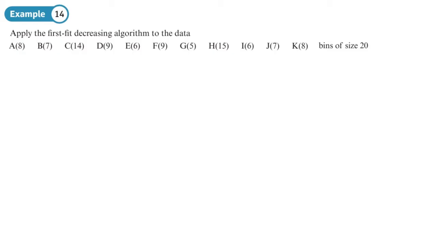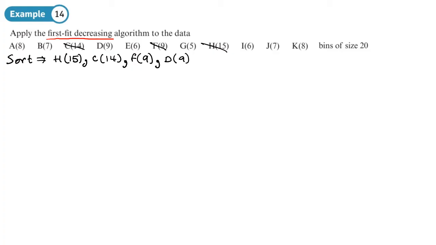So you'll notice this is the same data that we used in the previous example, but we're going to be using the first fit decreasing algorithm on the data. So the first thing that we need to do is to sort the data into descending order, starting with the largest item first. So that's going to be H, which is the 15, then C, which is 14. What comes next? I can see I've got F is 9, and so is D. That's also 9. The order in which we put those two doesn't matter because they're both the same size.